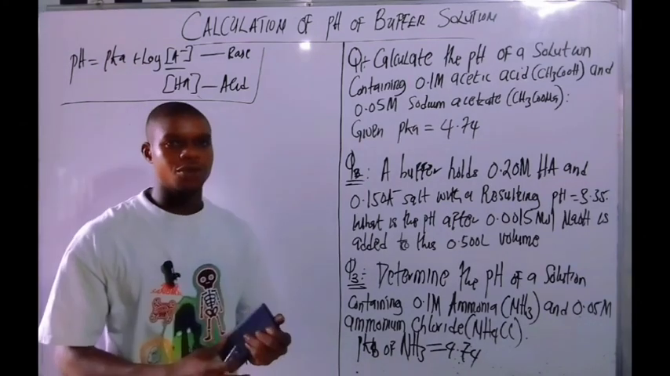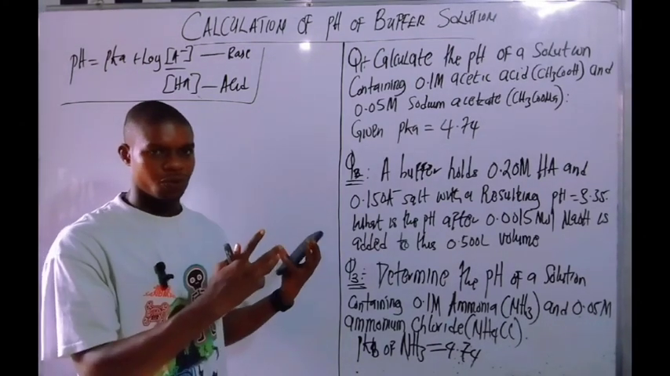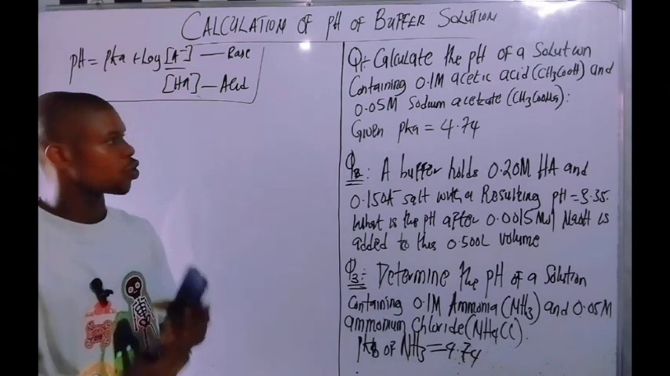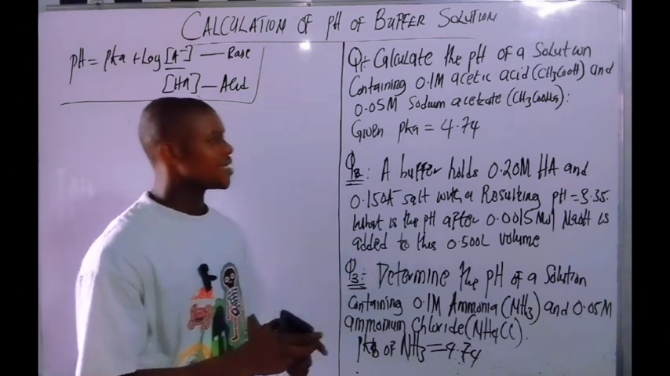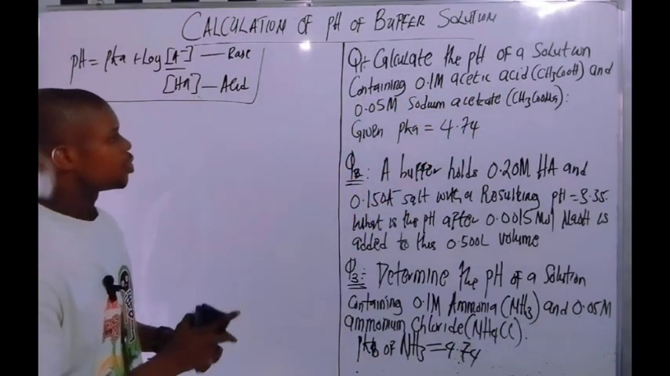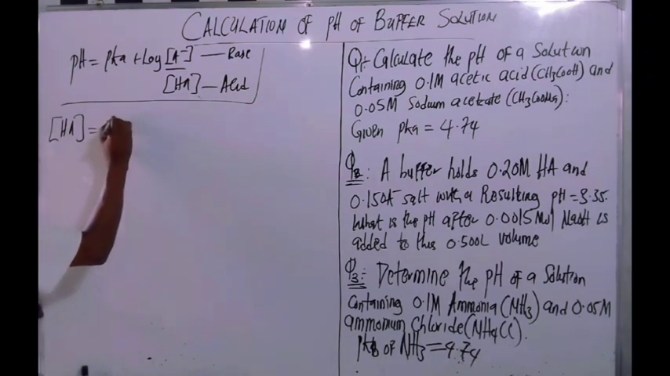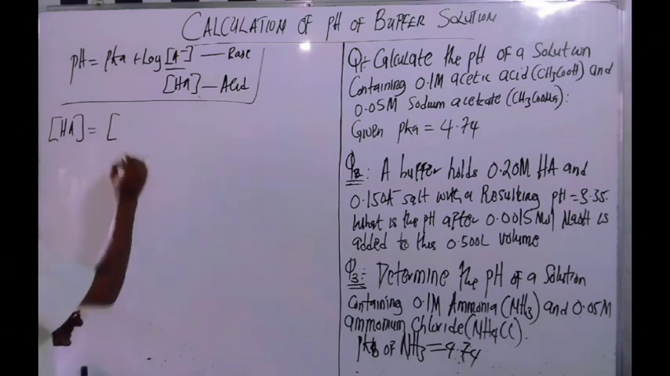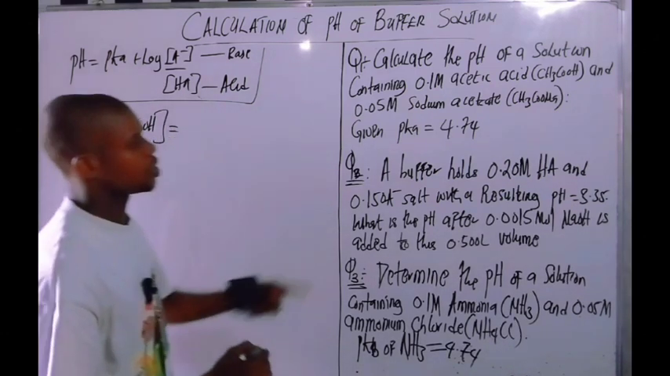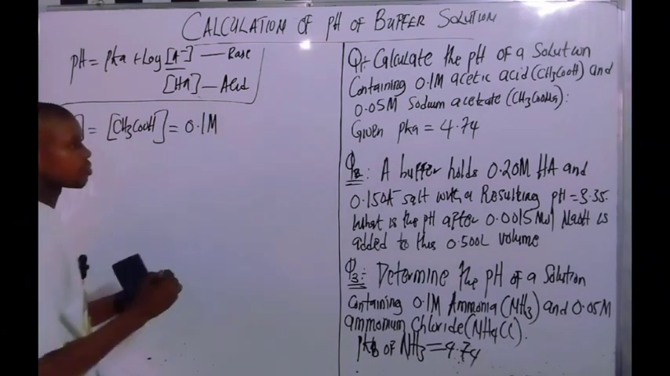For each question, you have to detect what was given to you. So let's look at the first question. Calculate the pH of the solution containing 0.1 acetic acid. This is the acid here. Just as I said, HA is the acid. So the concentration of HA, which consists of the acetic acid, CH3COOH, is equal to 0.1 molarity.